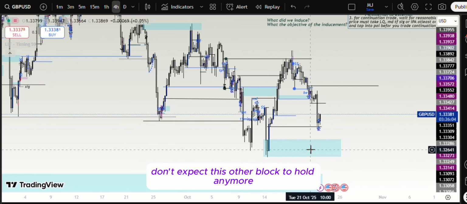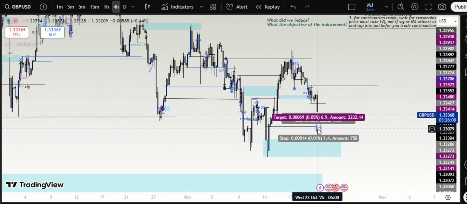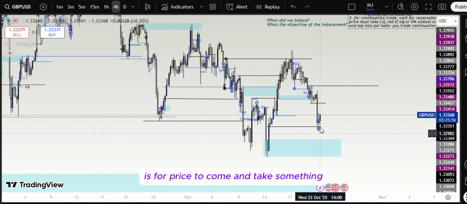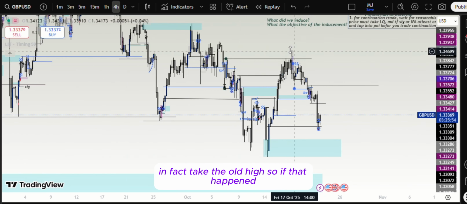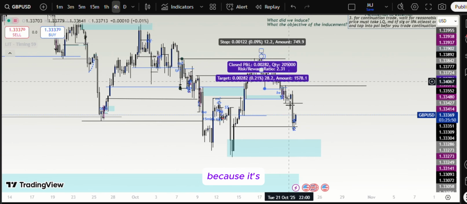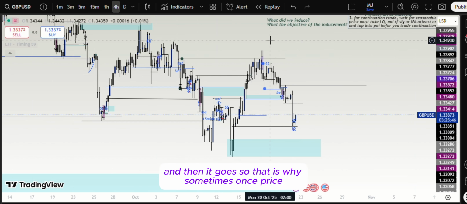Don't expect this other block to hold anymore, because the objective of this whole point of interest is for price to come and take something. In fact, take the whole high. So if that happened, you don't expect this other block to hold, because the price already tapped into this point of interest. You understand? And then it goes.